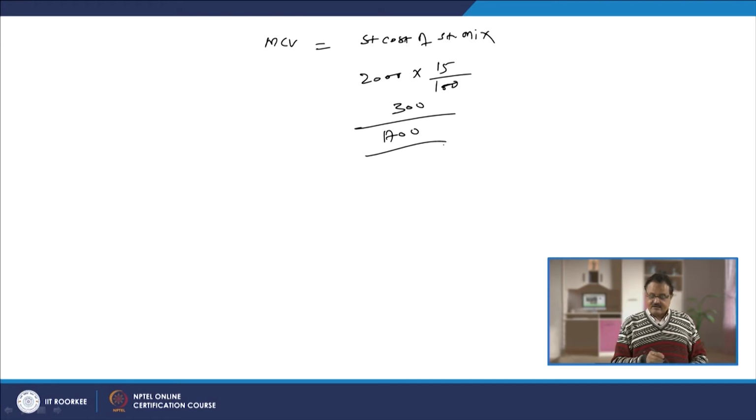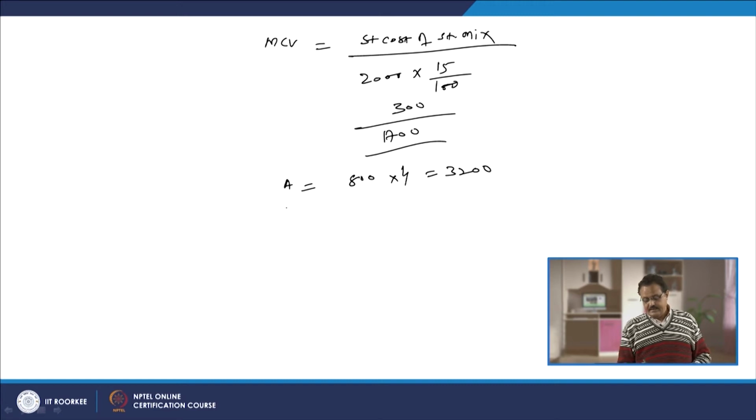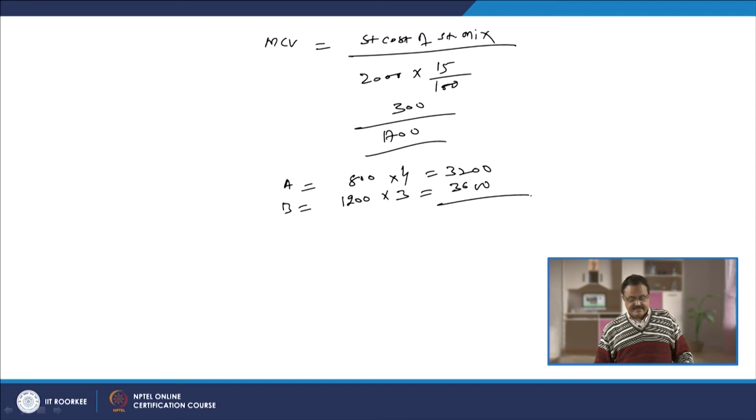So let us calculate now the standard cost of standard mix. For A, the standard quantity is 800 units, because the ratio is 40%, and the standard price is 4. So it is 3200. In case of B, it is 1200 multiplied by 3, so it is 3600.